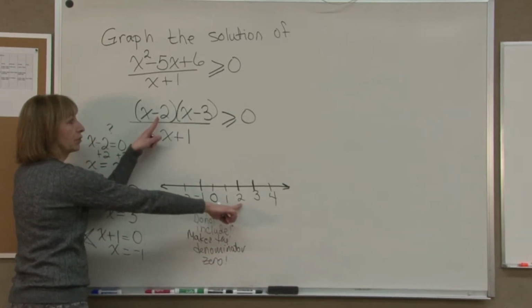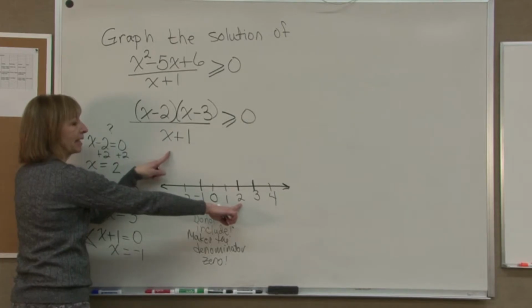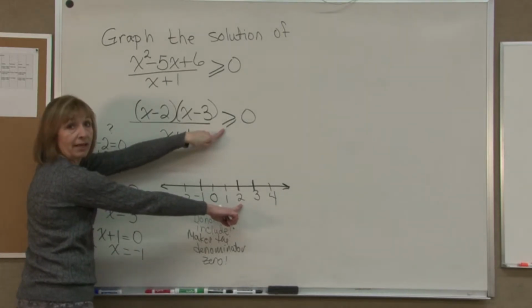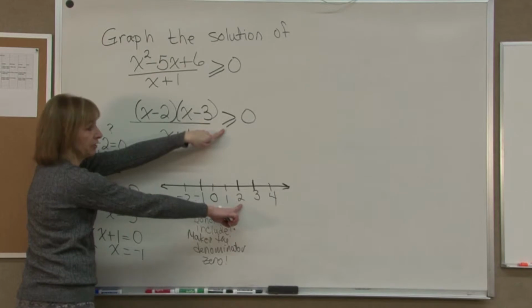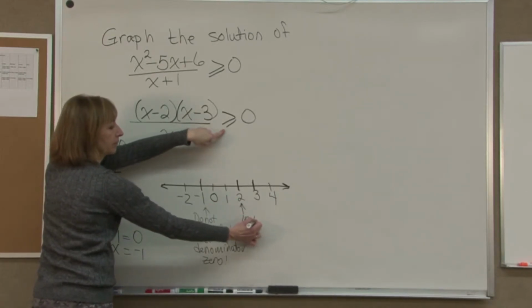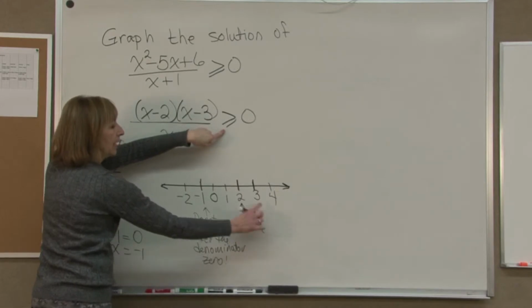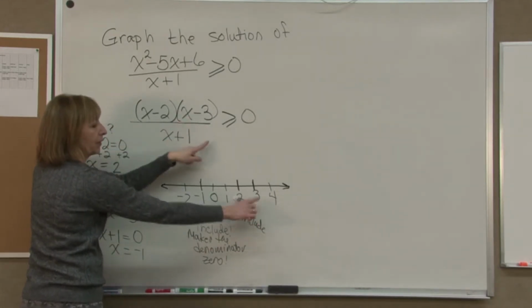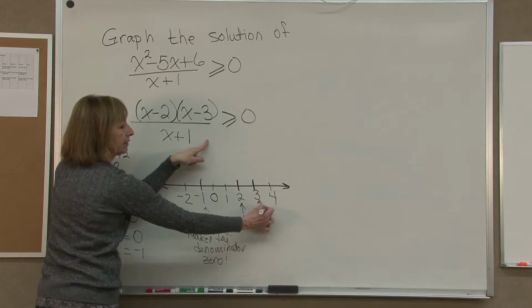x equal 2 makes the numerator 0 but not the denominator, and I'm supposed to include the values of x that make the expression 0. So I will include 2. And the same is true for x equal 3, so I will include 3.